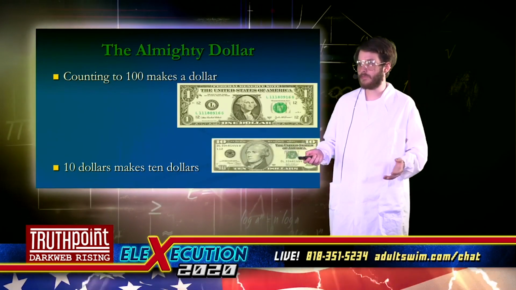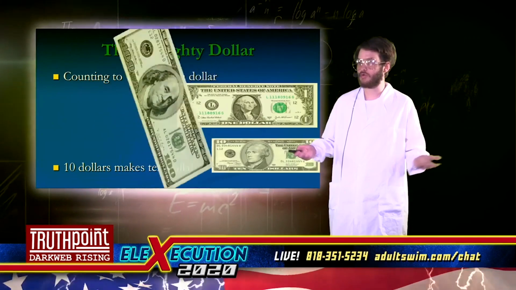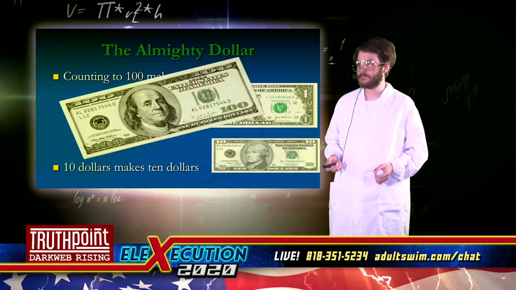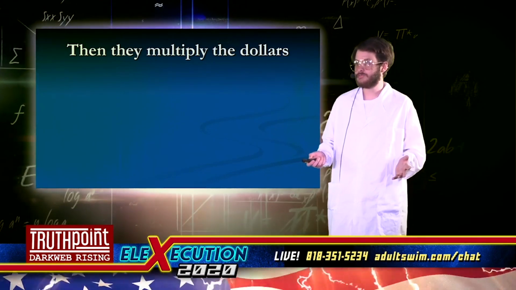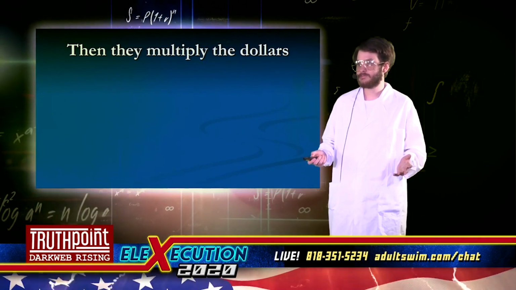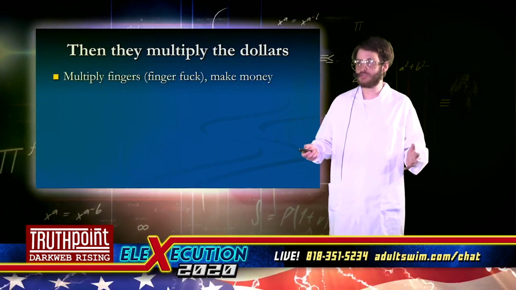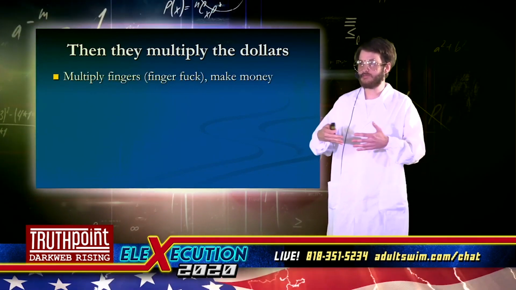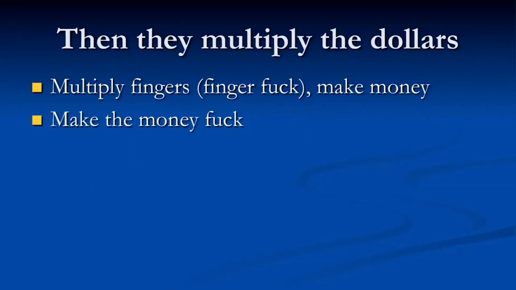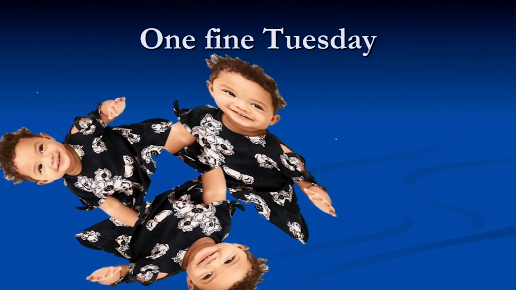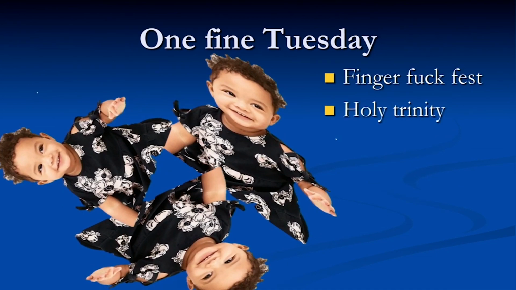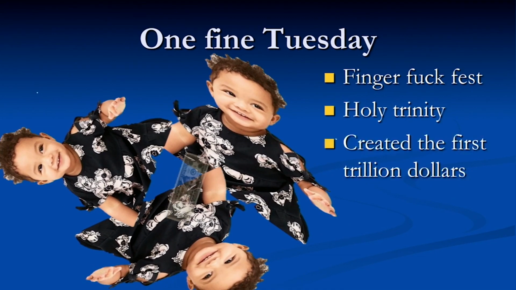Thank you, Truthbot. And you know where I'm going with this. That's right. $100. So now then they multiply the $100, right? Yes. Okay, go on. So now they're multiplying their dollars, all right, which is finger fucking, and they're making that money, and now you make the money fuck, right? And now you never run out of money. So one fine Tuesday, the 3 toddlers are having a finger fuck fest, and they invent the Holy Trinity there, and that they created the first $1 trillion.